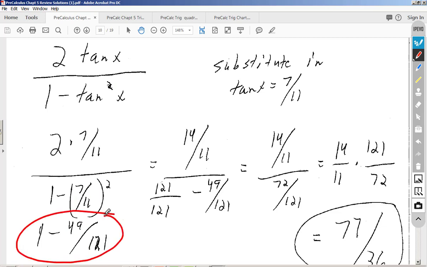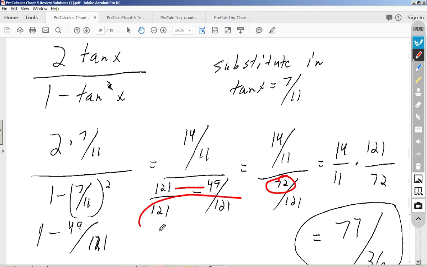Now that I've squared that, I've got to take 1 minus 49 over 121. Remember, this is a denominator of 1, so I'm going to multiply both top and bottom by 121. That's going to give me 121 over 121 minus 49 over 121. Now I simplify my denominator here. 121 minus 49 is going to give me 72, and I keep the same denominator, which is 121.